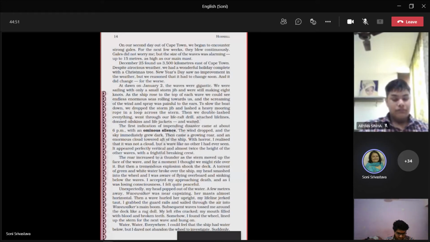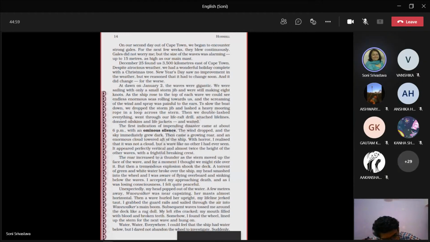Now the wind dropped and the sky immediately grew dark. Then came a growing roar, and an enormous cloud towered aft of the ship. Aft means behind the ship. With horror, I realized that it was not a cloud, but a wave like no other I had ever seen. It appeared perfectly vertical and almost twice the height of the other waves, with a frightful breaking crest.